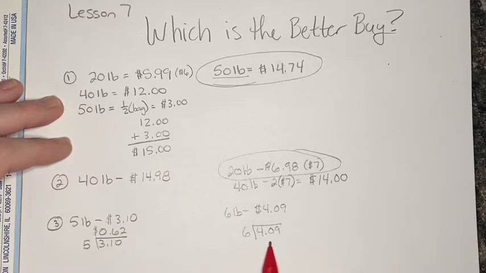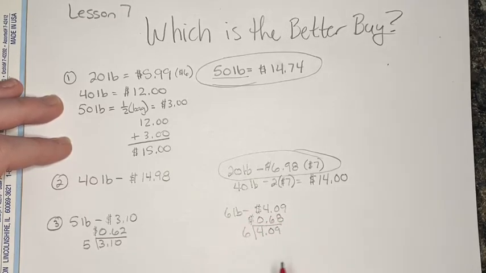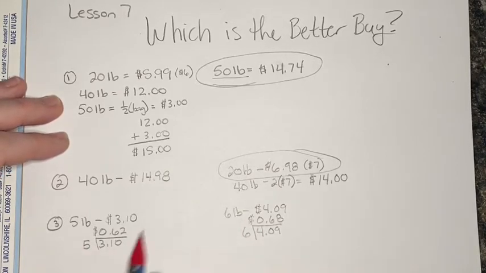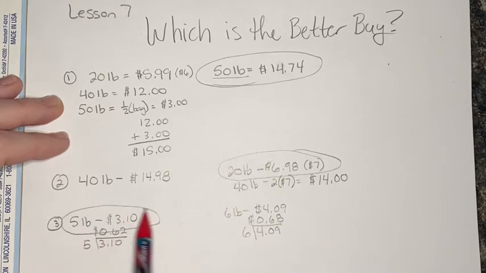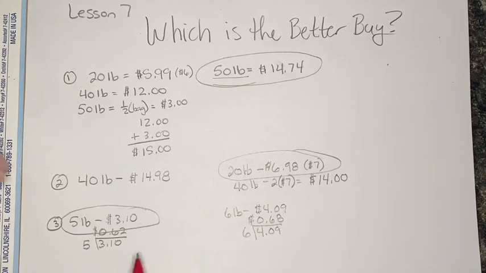Now, if we take our other bag and we take $4.09 and divide it by 6, we get 68 cents a pound. Okay, so for here, we're paying 62 cents a pound. Here, we're paying 68 cents a pound. That tells us that our 5-pound bag is the better price for sunflower seeds.